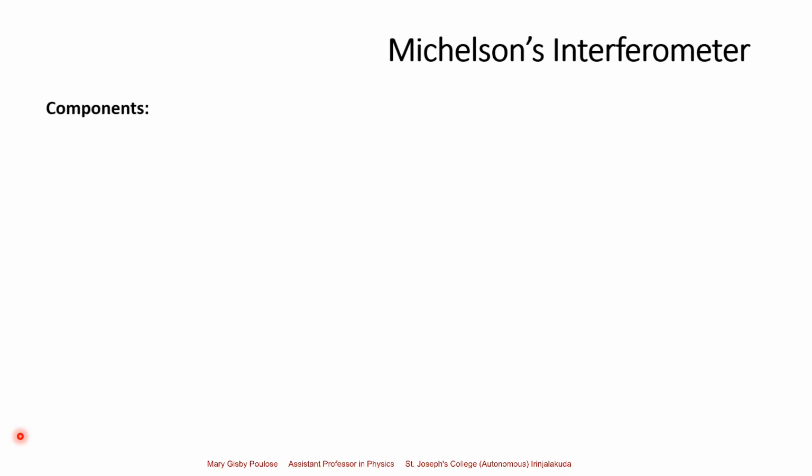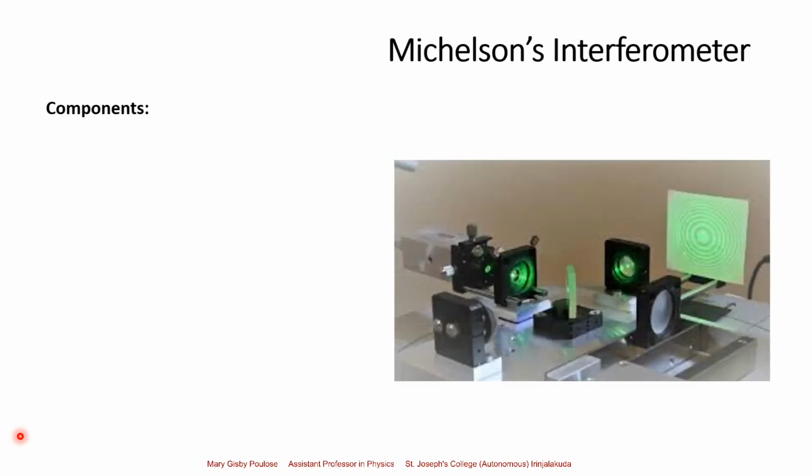Now, what are the basic components in a Michelson's interferometer? So this is the basic setup of a Michelson's interferometer, an MI, in a laboratory. So you can see that all of these are set in a small scale. Now, the first component is the extended light source. Usually it is a laser source. Here we have used a green laser source. Okay, so this is the first component. This is the laser source that we have used.